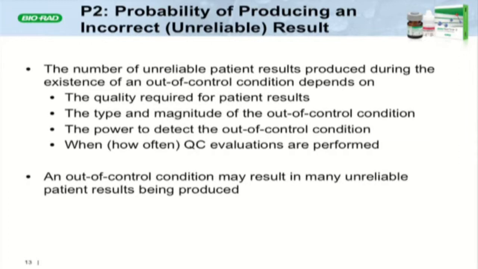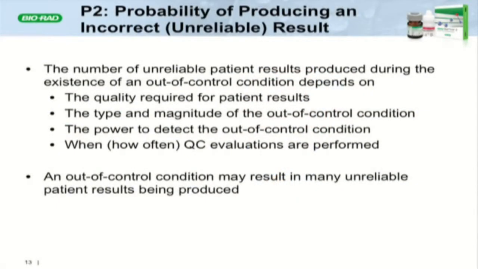The number of unreliable patient results that are produced during the existence of an out-of-control condition that's the result of a failure mode occurring is going to depend on a number of things. It's going to depend upon the quality required of the patient results. In order to define what we mean by an incorrect or an unreliable result, we need to define the quality requirement for the result. It's going to depend upon the type and magnitude of the out-of-control condition. Was it a big out-of-control condition or a small one? Was it an out-of-control condition that is only going to affect a single patient specimen? Or is it the kind of out-of-control condition that, if it occurs, is going to adversely affect every patient result that's produced until you eliminate the problem?